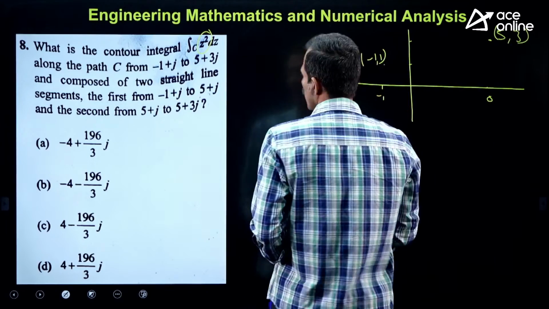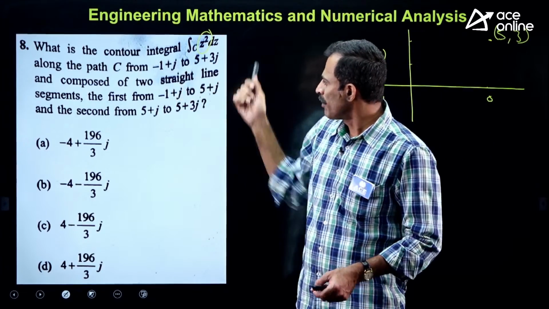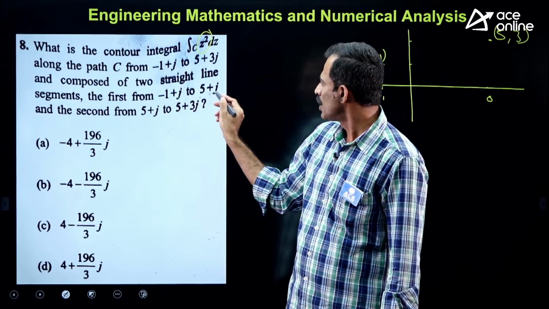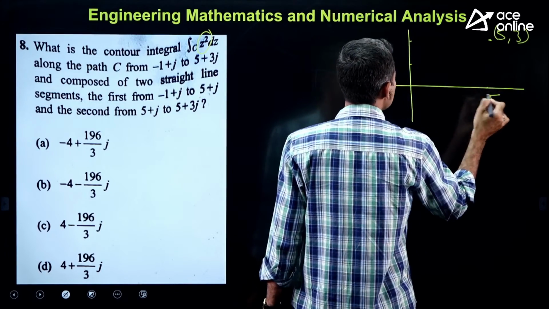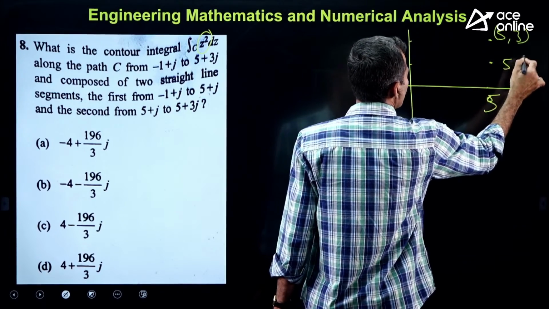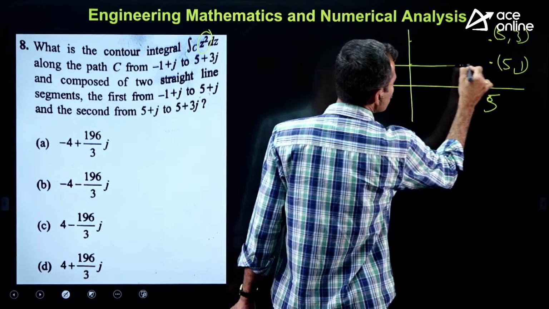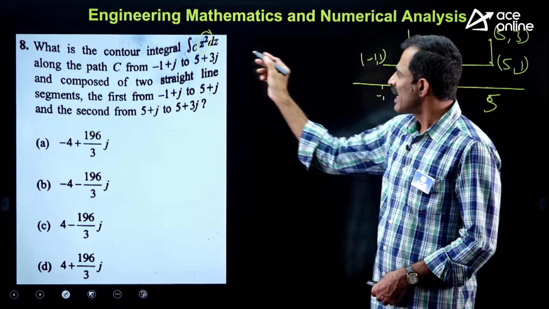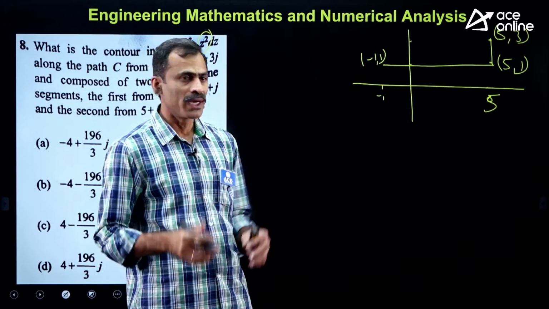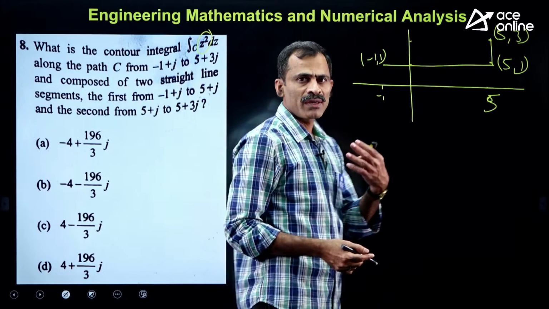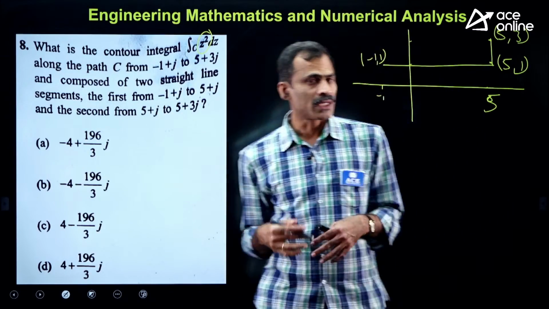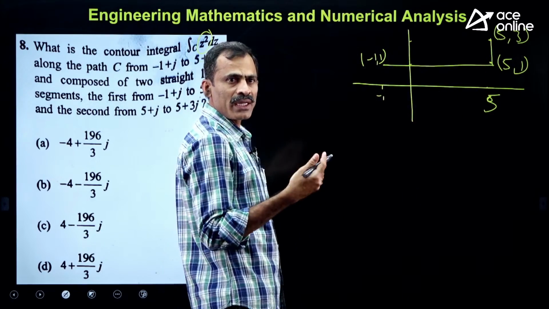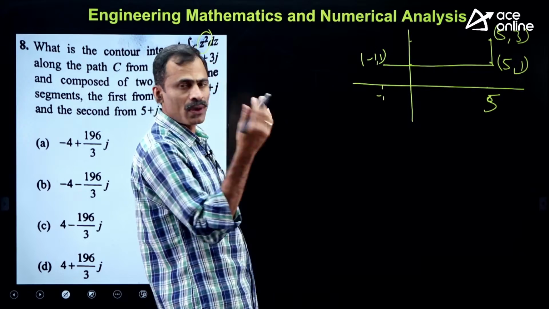It is a path with a starting point and ending point, but C consists of two straight lines. One straight line is from minus 1 comma 1 to 5 comma 1, that is this. So we are asked to find the integral along this path. But the function is analytic, and an analytic function is independent of path. Between these 2 points, whatever the path is, we can get the integral by direct integration. So instead of integrating along the 2 paths, we integrate directly just like a real definite integral, and then substitute the upper limit and lower limit.